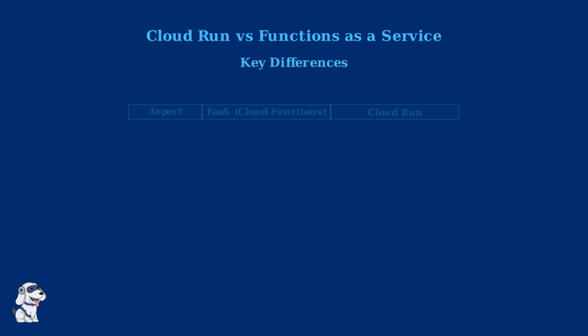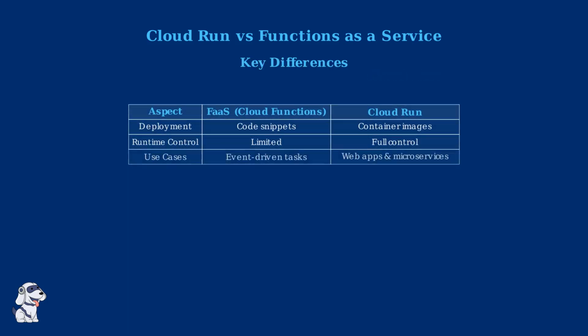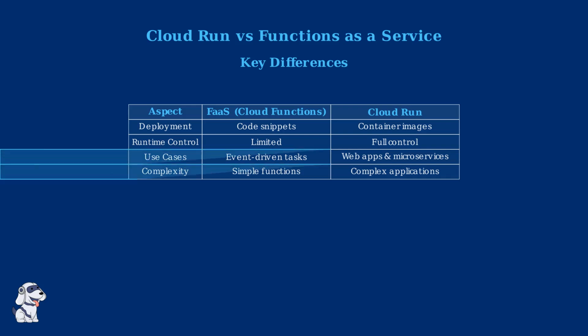Here are the key differences between these two serverless approaches. FaaS is ideal for simple, event-driven tasks, while Cloud Run excels at complex web applications and microservices. Cloud Run supports complex web servers and microservices while still providing serverless benefits like automatic scaling and pay-per-use pricing. This makes it more versatile than traditional FaaS platforms.